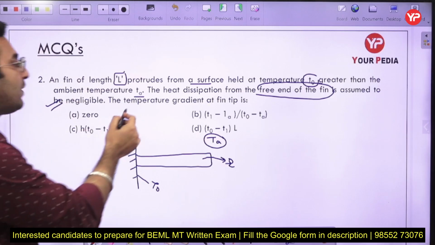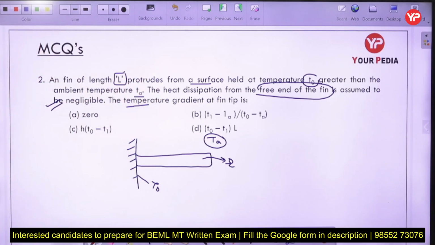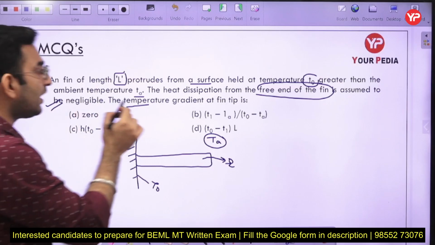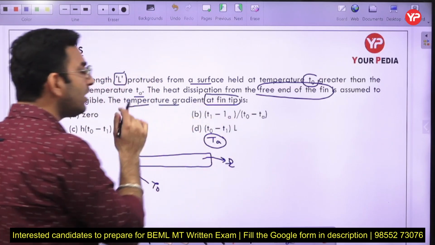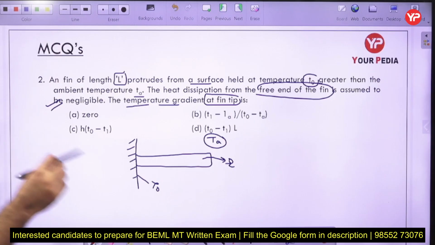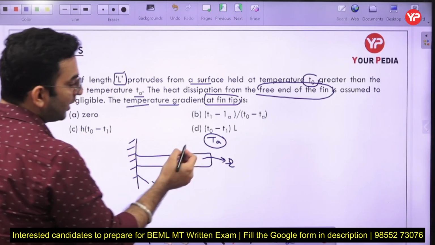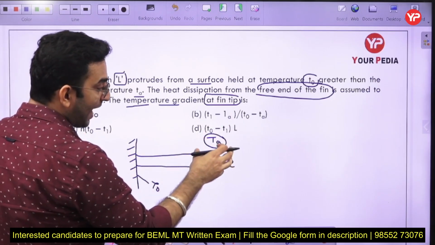Now what will be the temperature gradient at the fin tip? First of all, we have to find that out. Now what is the meaning of temperature gradient? The rate of change of temperature. So first of all, if you just see here, it is a case of an adiabatic fin type.